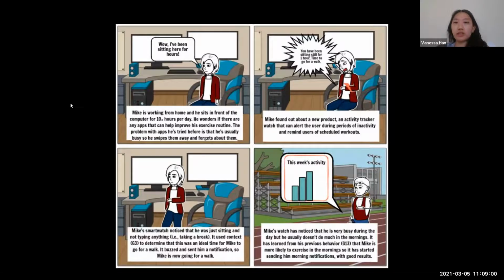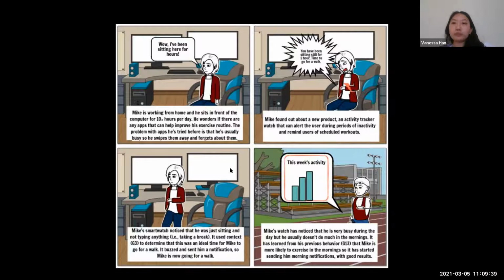So Mike then goes out and finds an activity tracker watch that alerts him when he's inactive to remind him when to work out. So in the second frame, that's our product. In terms of the guidelines, the first one we used was G3, so it bases its use on the time of context. This smartwatch will notice that he's not doing anything, it's time to take a break, so it'll send a notification to go for a walk.